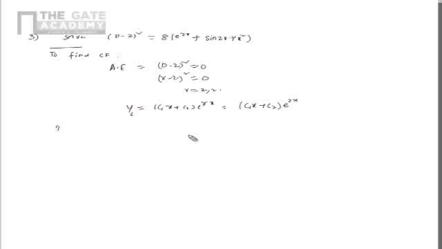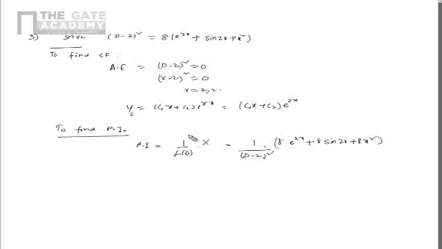Now, how do I find the particular integral? The particular integral is nothing but 1 by f of D times the right-hand side: 8 e power 2x plus 8 sin 2x plus 8 x square, divided by (D minus 2) whole square. Now let's separate each of the individual terms.